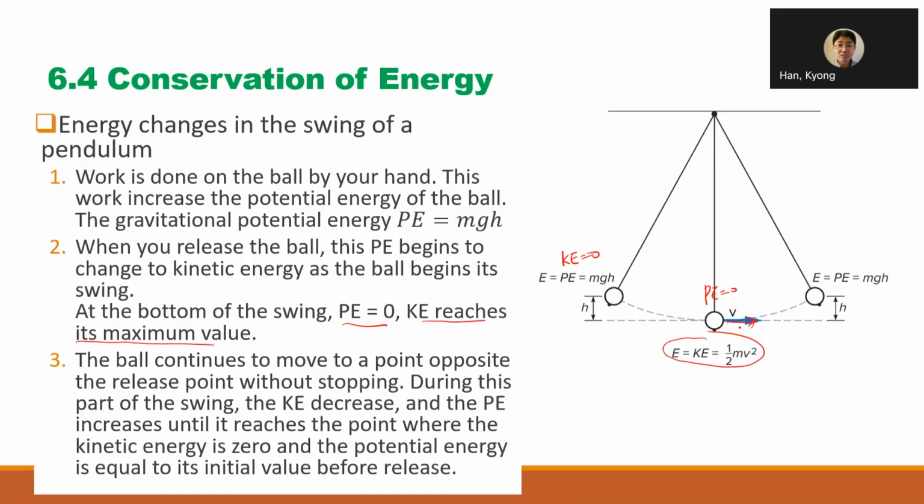Pretty fastest speed. The ball continues to move to a point opposite the release point without stopping, and then moves here. Here, it gained height, so potential energy, but its kinetic energy will be zero, right? Because it stopped momentarily. Stop means its velocity is zero, right? During this part of the swing, the kinetic energy decreases and the potential energy increases until it reaches the point where the kinetic energy is zero and the potential energy is equal to its initial value before release.